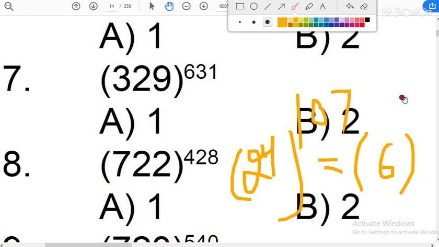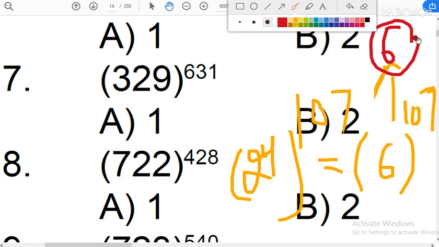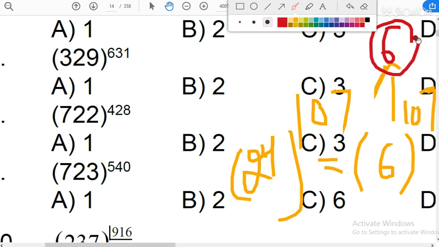So 6 raised to the power 107, that means any term with unit place as 6 and it has some power, then its unit place will remain 6. We have already discussed that. So that means answer for question number 8 is 6. 6 will be the unit place. Let me check. Option is available.